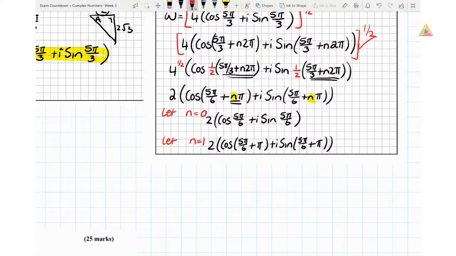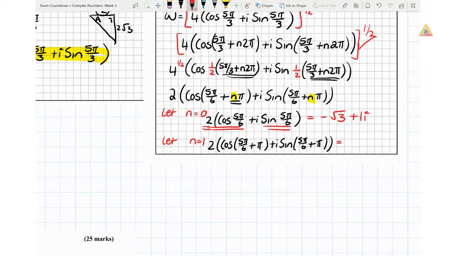Okay, and then your last job, because we were asked to give our answers in Cartesian form, is just to put these straight into the calculator. Again, make sure your calculator is in radians. For the real part, 2 times the cos of 5 pi over 6, that should give you minus root 3. For the imaginary part, it's going to be 2 times the sine of 5 pi over 6, so that should give you plus 1, and it's the imaginary part.